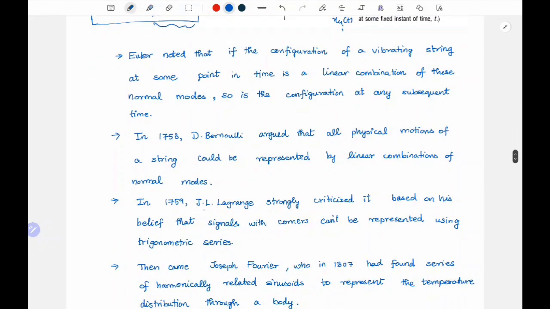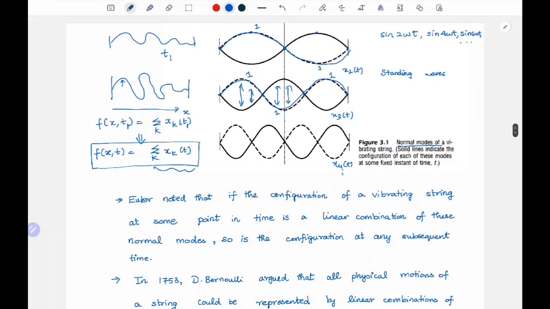But in 1759, J.L. Lagrange strongly criticized it based on his belief that signals with corners cannot be represented using trigonometric series. So what he is arguing is, if there is some signal like this, a step input, in real life it is not possible, but if you are just plucking the string, then you can arrive close to this kind of corners, right? So this is like a single point of discontinuity.